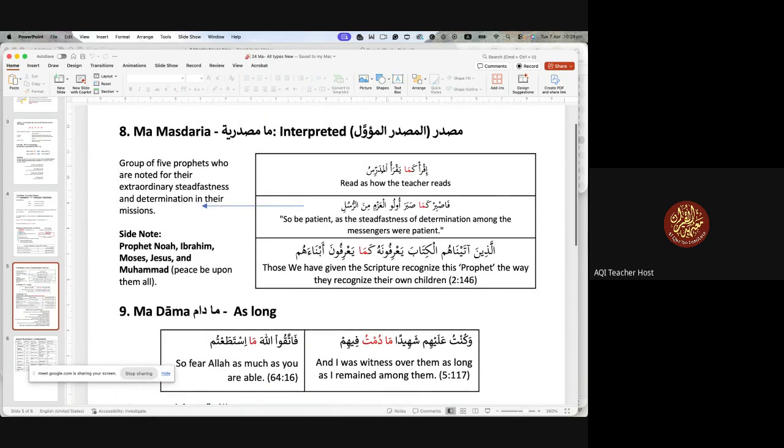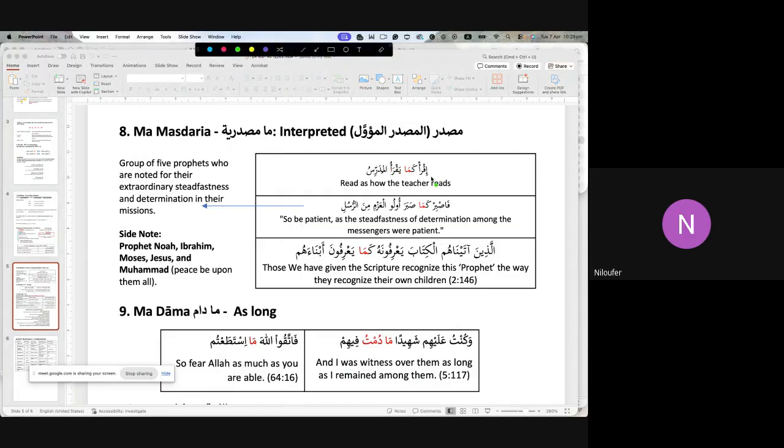Ustad Nilufa. Yes, Ustad. The first line. Iqra kama yaqra'u al-Mudarrisu. Mudarrisu. Mo is not there. Okay. This is the font, that's a little confused. Al-Mudarrisu, okay?